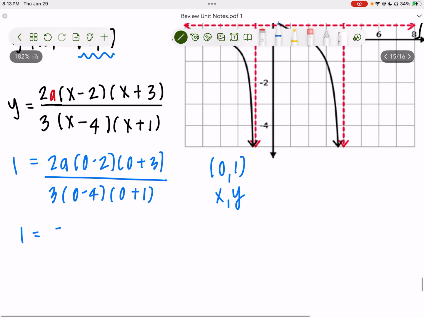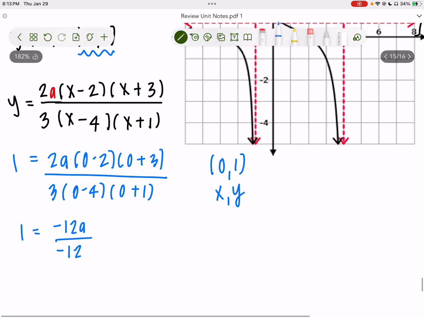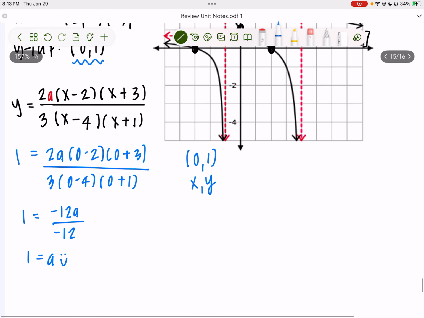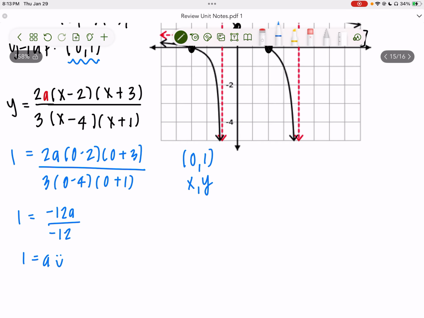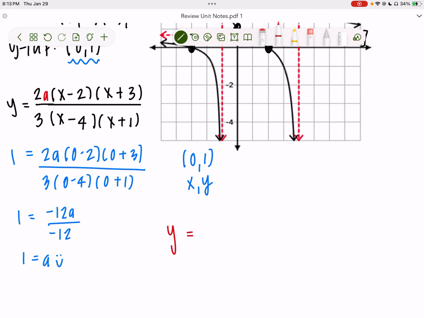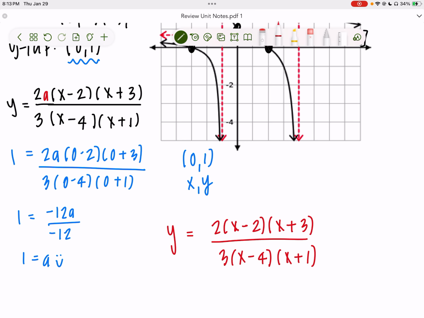Once I do that math, I get negative 12a over negative 12. That means a is in fact 1, and everything I wrote in black is correct. So the equation for this graph is going to be 2 times x minus 2 times x plus 3 all over 3 times x minus 4 times x plus 1.